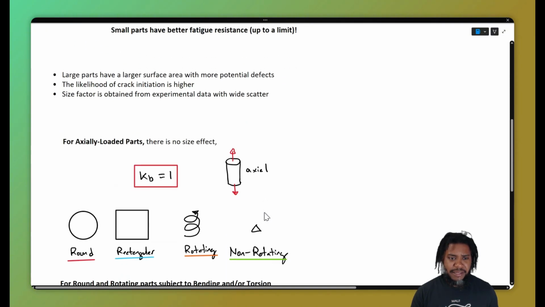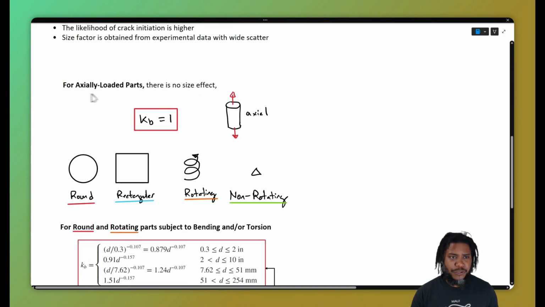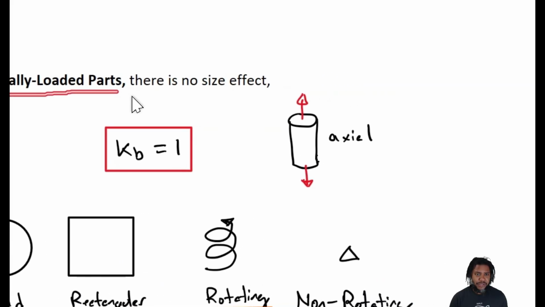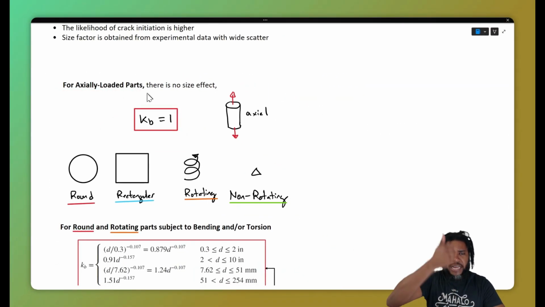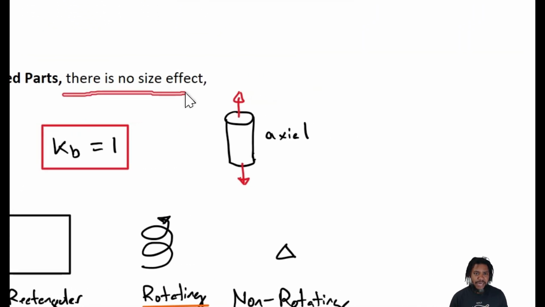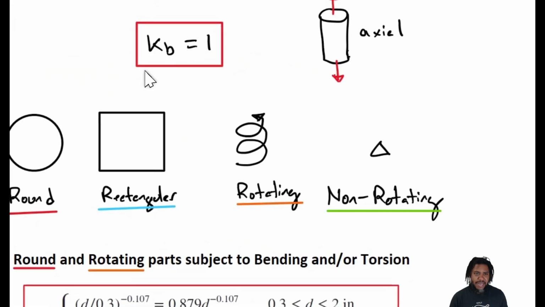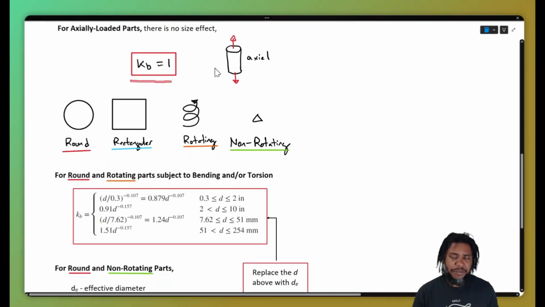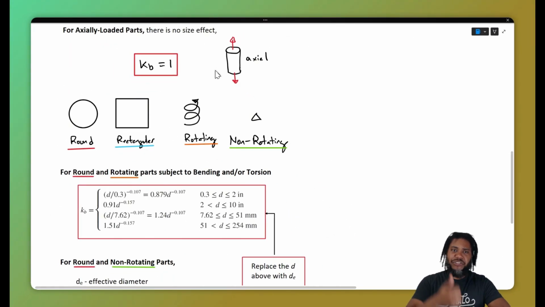Now let's apply this size factor. Let's first note that for axially loaded parts that are loaded in the axial direction, there is no size effect. We set that KB value equal to 1 because when we are loading axially, the entire cross-section is being given equal opportunity for crack initiation.